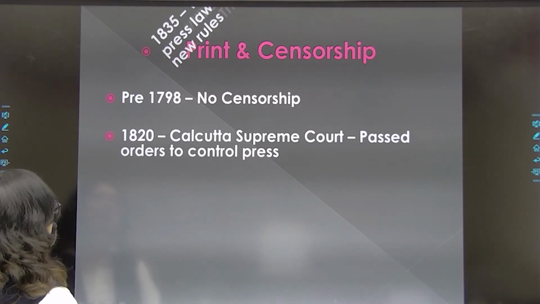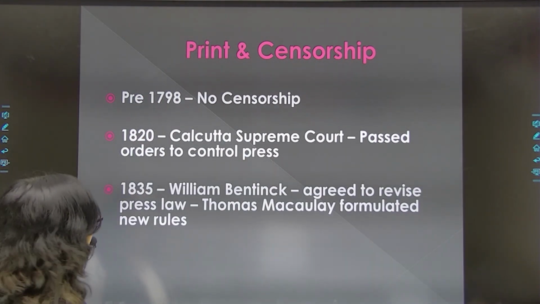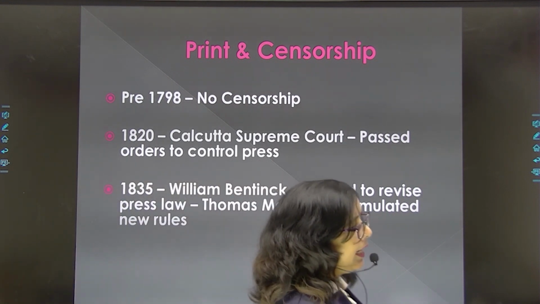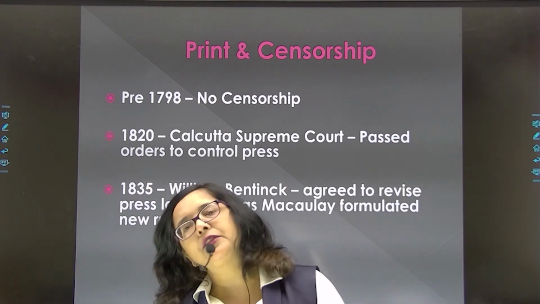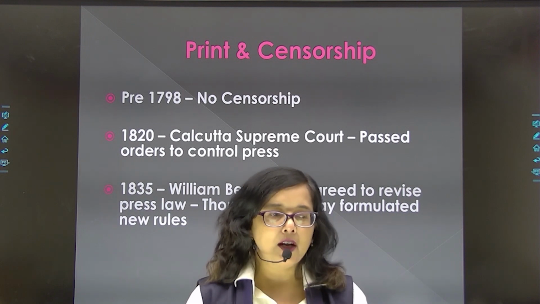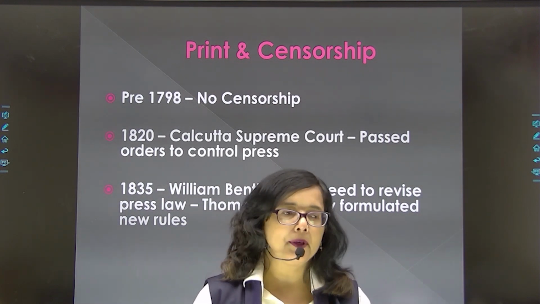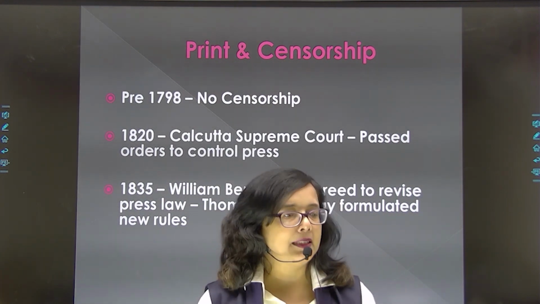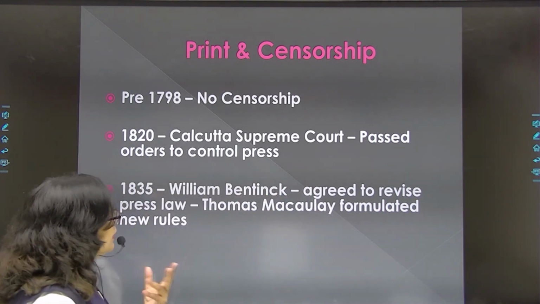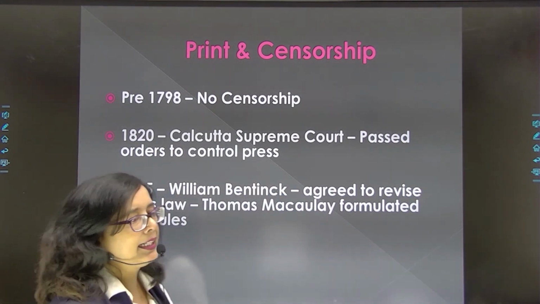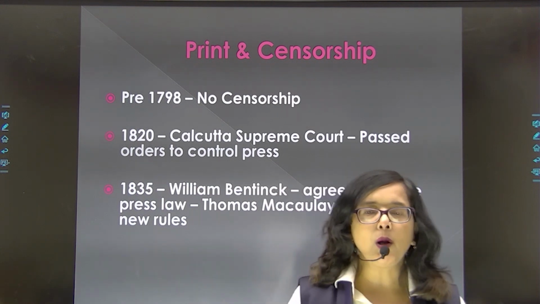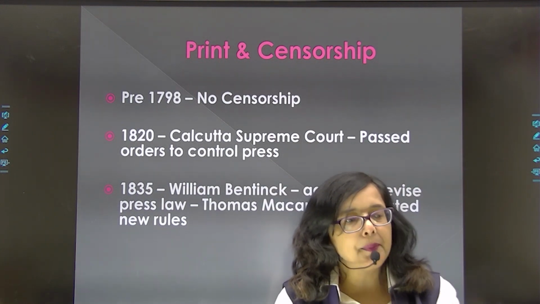अब कुछ इंडियंस थे जिन्होंने इसको अपोज भी किया. ठीक है, 1835 में we had a very liberal Governor General. He was obviously a British Governor General from a very humble background in Britain, William Bentinck. Okay, so the Indians were demanding to revise the press law. So William Bentinck agreed to revise the press law and make it more liberal for Indians.